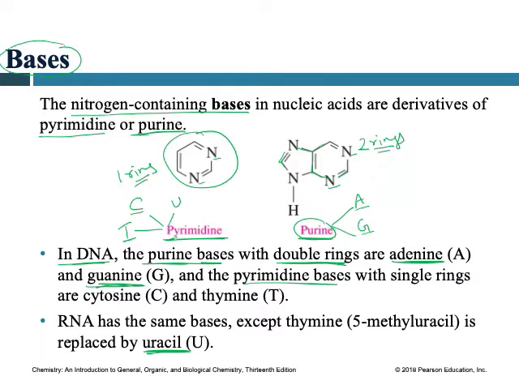And in RNA, the second type of nucleic acid, thymine is replaced by uracil. So in RNA you don't have thymine, you have uracil instead. Everything else is the same: adenine, guanine, cytosine. But in DNA you don't have uracil, you have thymine. So that's the difference between the bases in DNA and RNA.